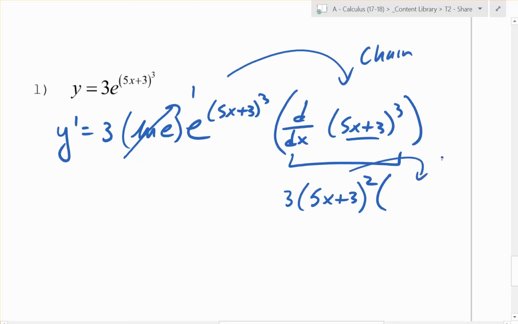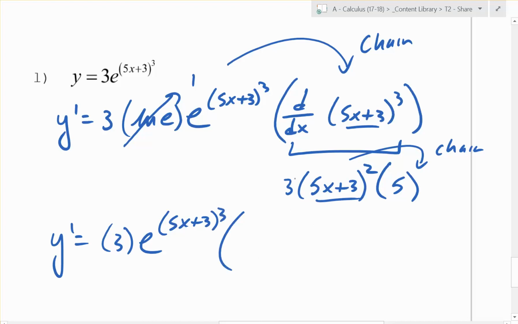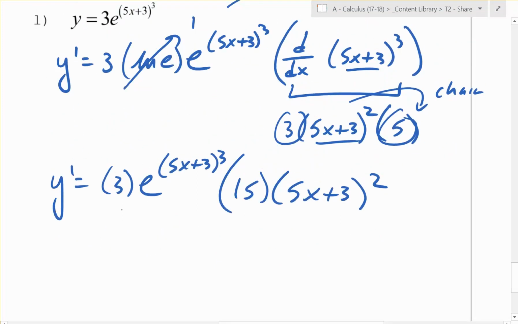And now, again, we're using the chain rule to give us the derivative of the inside is 5. So the answer here is going to be 3 e to the 5x plus 3 cubed times, and we'll combine these two, it's 15 times 5x plus 3 squared. So again, you could simplify it a little more. You can make this 45, but for now it's okay to leave it like that.